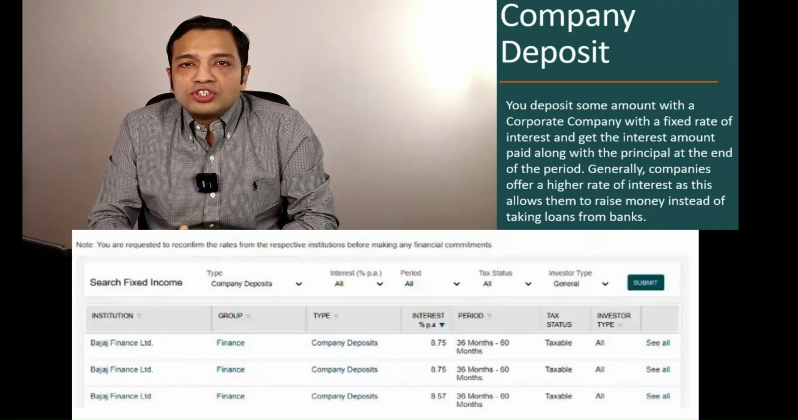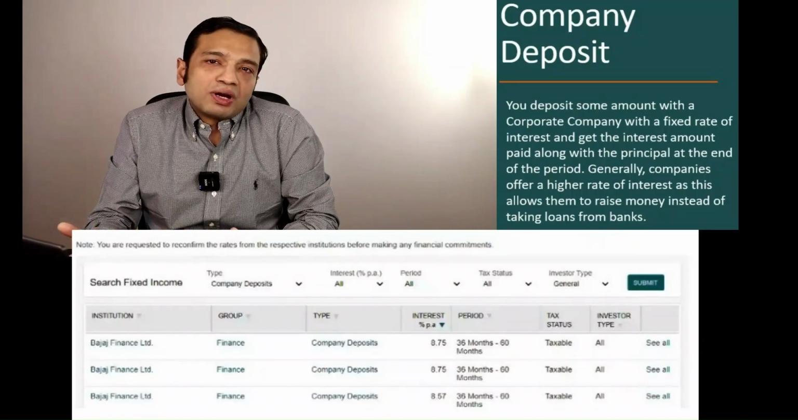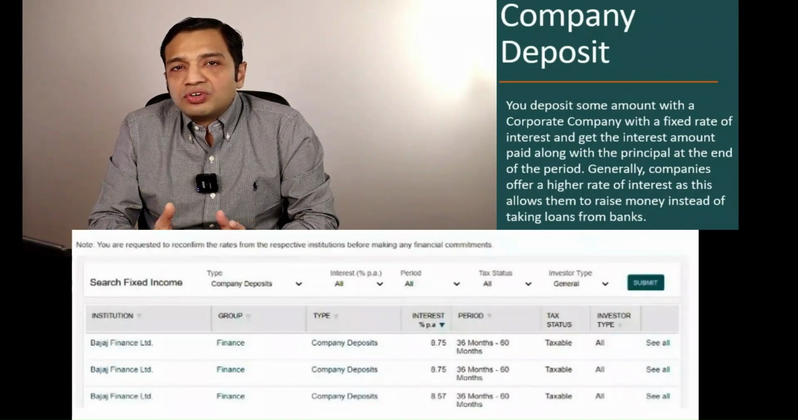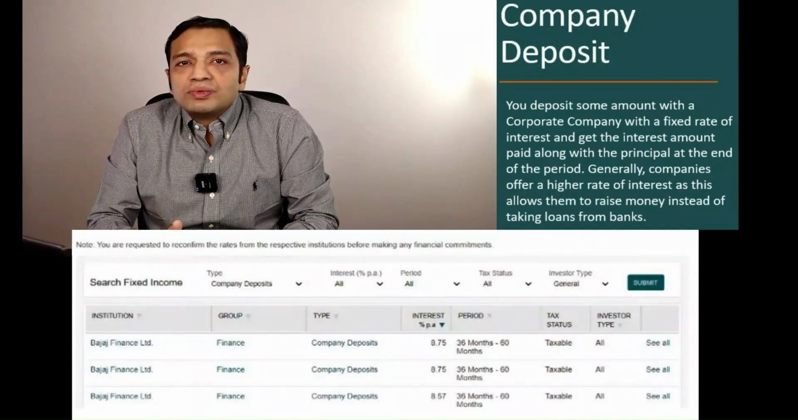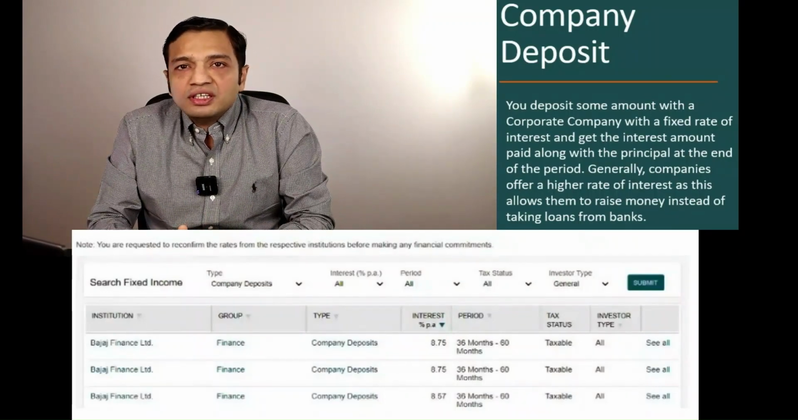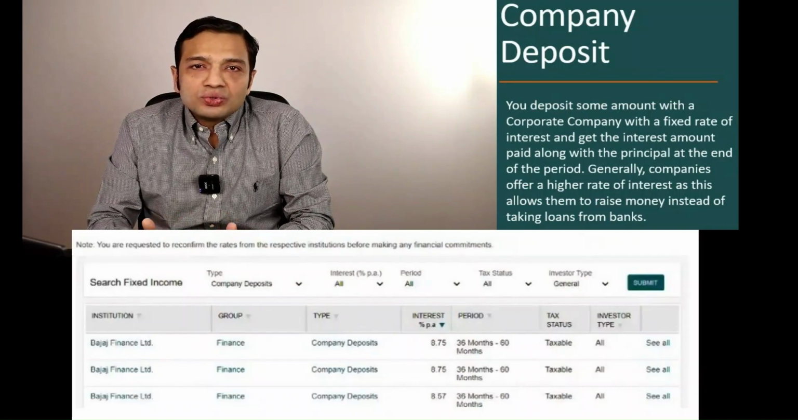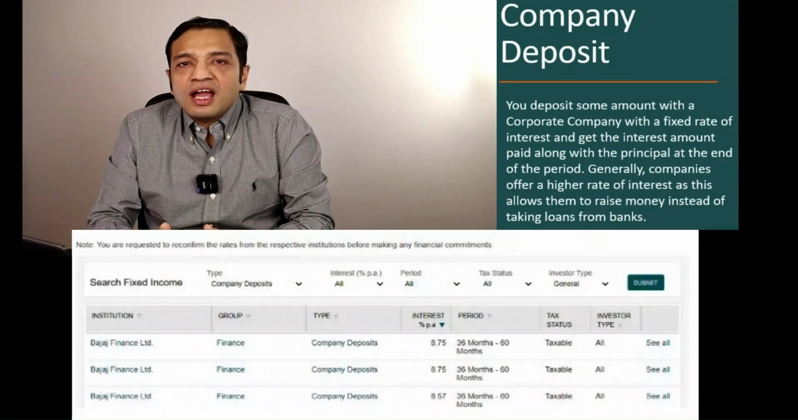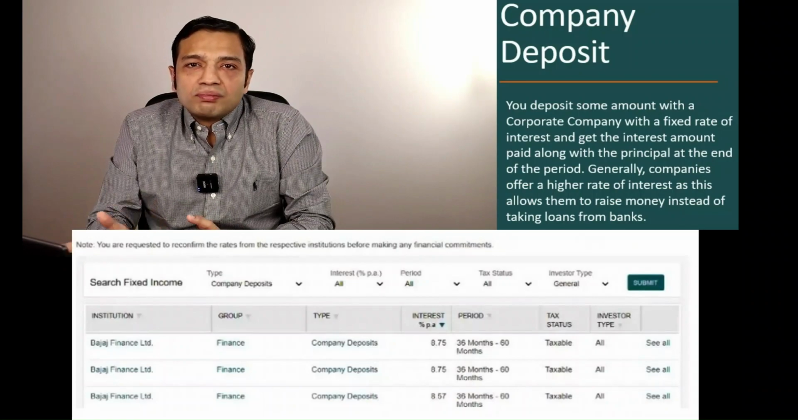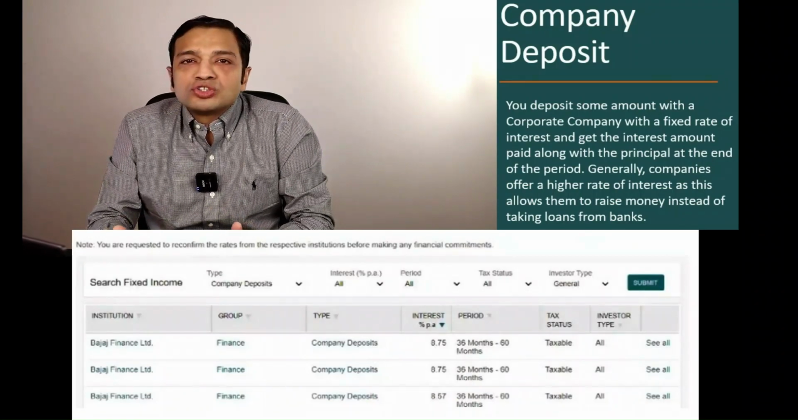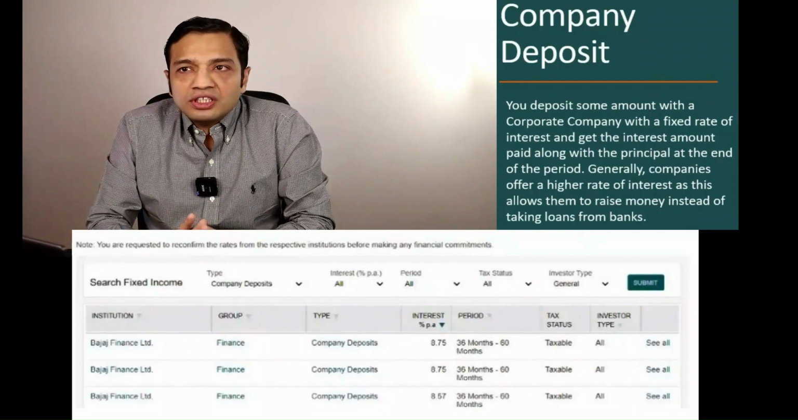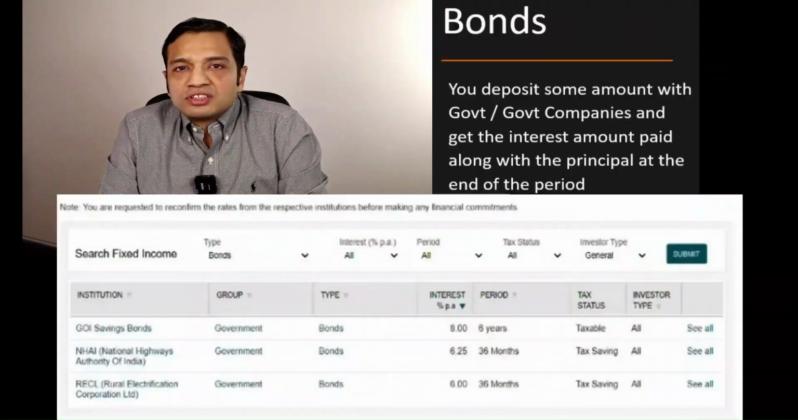Like you deposit your money with the bank, in company deposit, you can deposit the money with certain private companies and they provide you return at a fixed rate of interest. Generally, companies provide a higher rate of return than bank deposits. The reason is that this allows companies to raise money from the market at a rate lower than the bank loan rate they could get, and this way the companies also avoid going to the bank to get a loan. So the second option is company deposits.